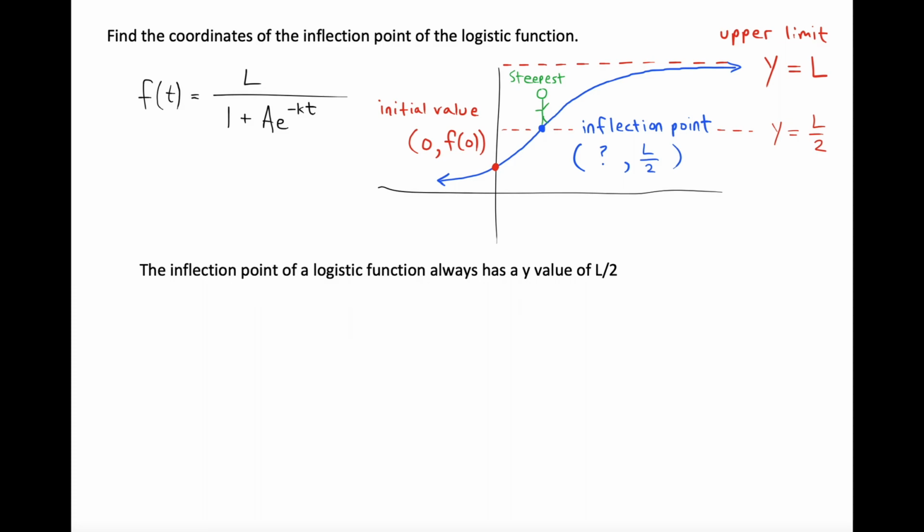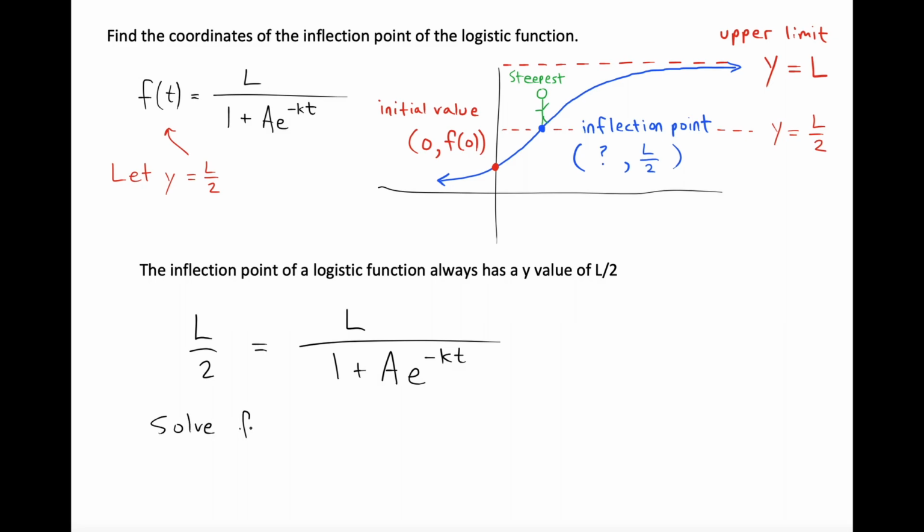So what I'm going to do is I can now solve for the time that this occurs by plugging into the logistic function. You want to let your y value equal L over 2, and you're going to plug that in on the left side of the function for f of t. So let's see what that looks like. At that point, you want to solve for the time of the inflection point.